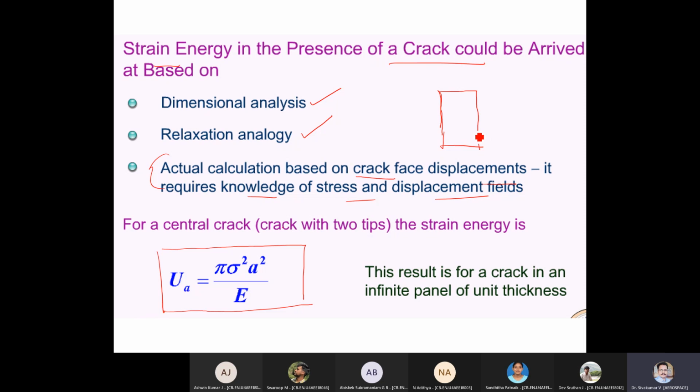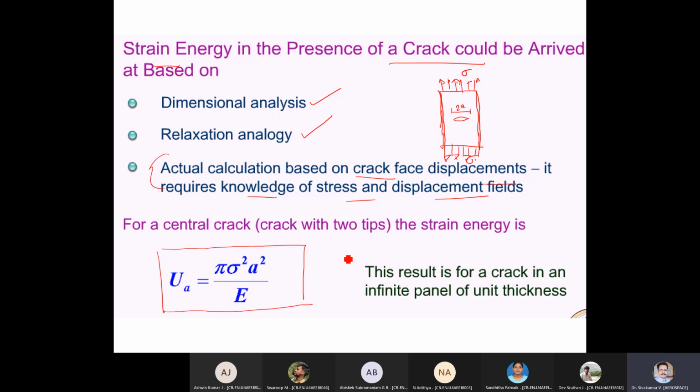This is the component. The component is having a crack. This is the crack. The component is subjected to loading. This is the component, okay? This is the specimen. This is subjected with sigma, Mode 1. So this is the crack. What is the crack length? 2a. Crack length is 2a. a is half crack length.